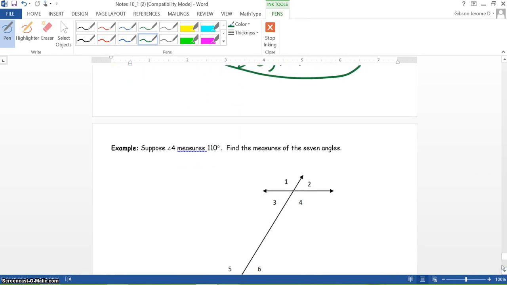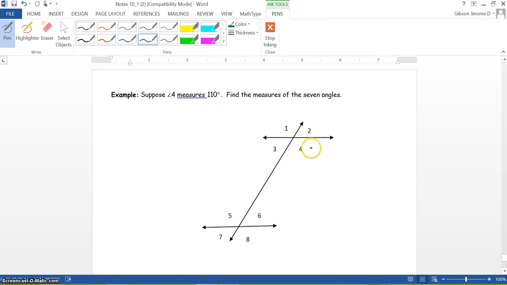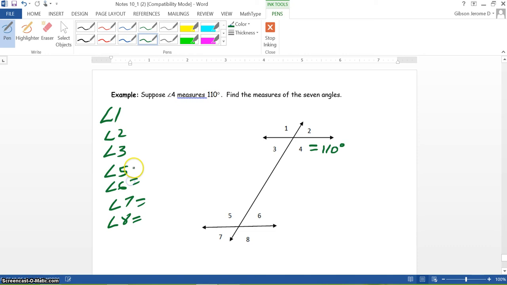Now, we go here to this, I believe this may be the last page. It says, suppose angle 4 measures 110 degrees. So let's write that here. This will be 110 degrees. Find the measure of the 7 angles. So let's list them here. We have 1, 2, 3, 5, 6, 7, and also 8. Because remember, angle 4 was given to us, so we don't need to write that.